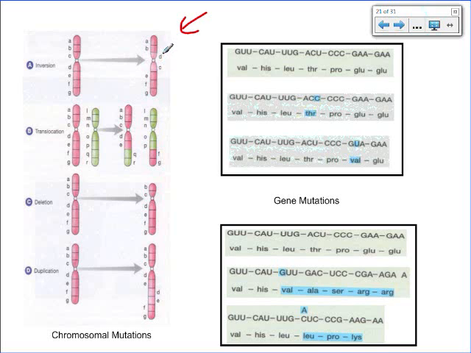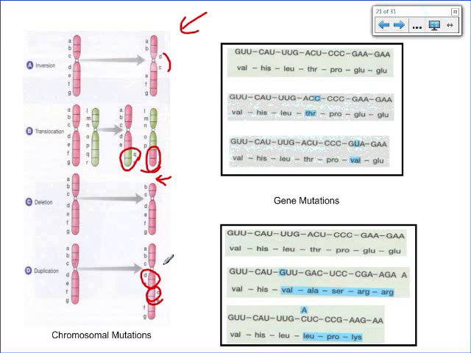Inversion, where you have a section that kind of has come out and reinserted itself the opposite way. Translocation, where you have a section of one chromosome being translocated to a section on another chromosome, not a homologous one. Or it could be a homologous one, but normally it's to another chromosome. Deletion mutation, where a section of the chromosome is lost. Duplication, where a section of the chromosome is repeated.